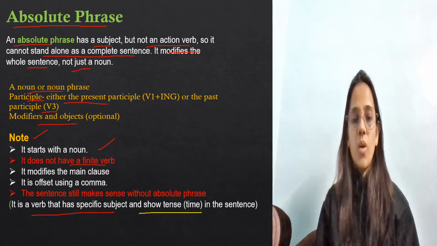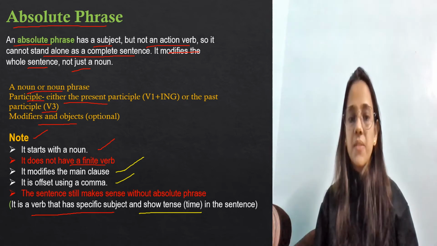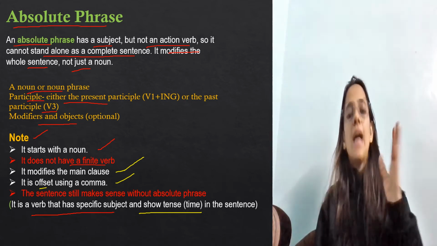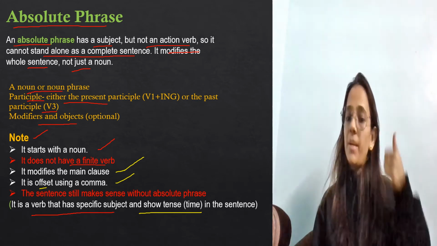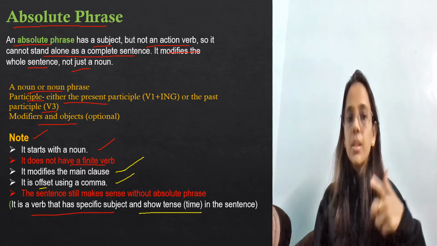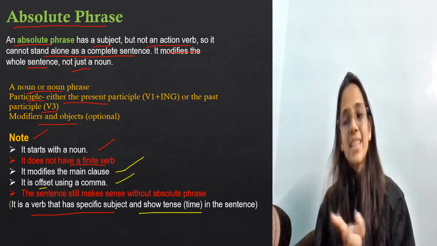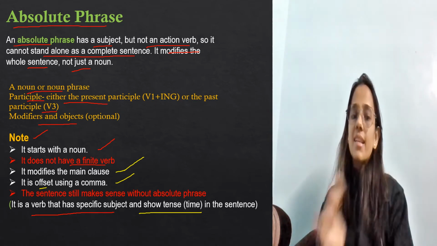Next, it modifies the main clause. It is offset using a comma, which means it is separated using a comma. Understanding? I repeat again. An absolute phrase has a subject, but it does not have a finite verb. So it cannot stand alone in the sentence, and it modifies the complete sentence. And how does it start? It starts with a noun.